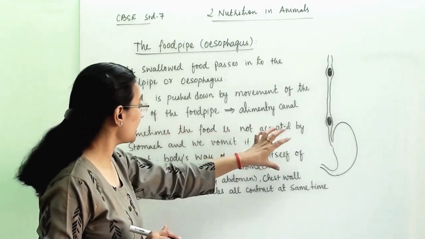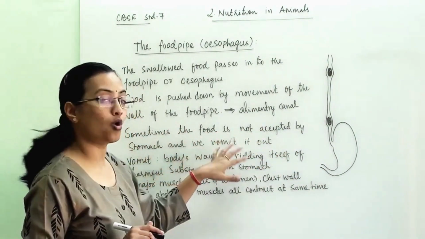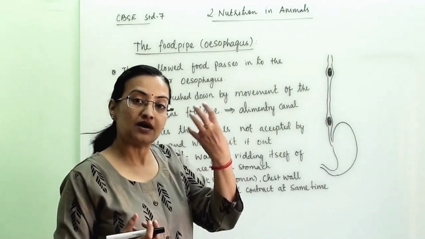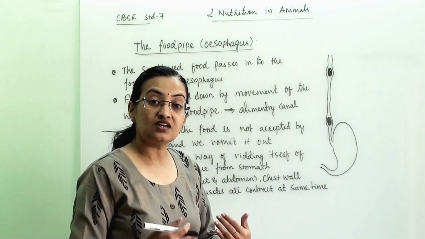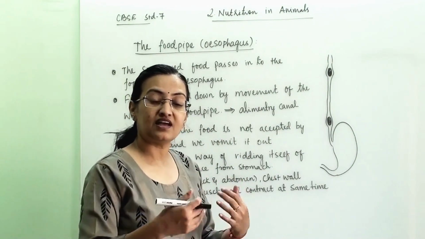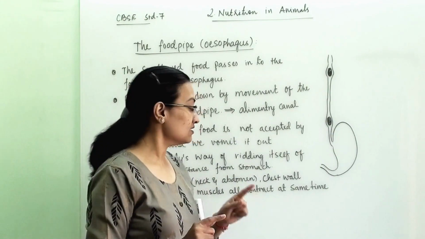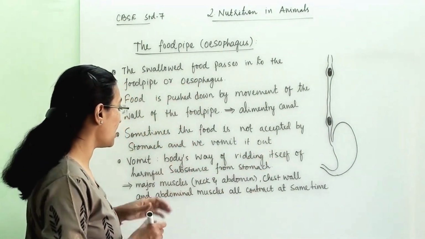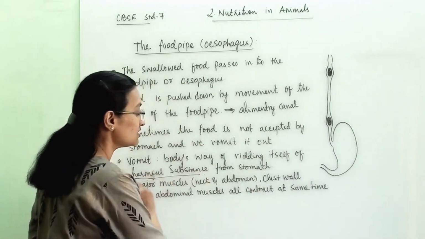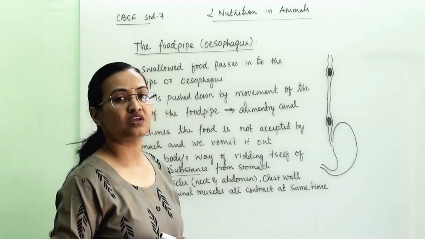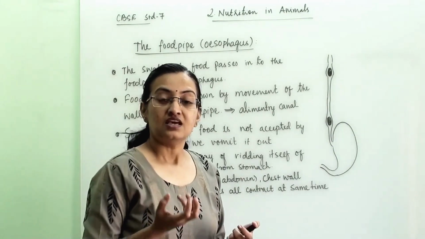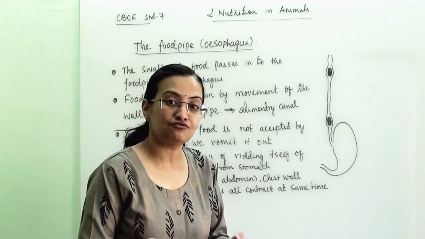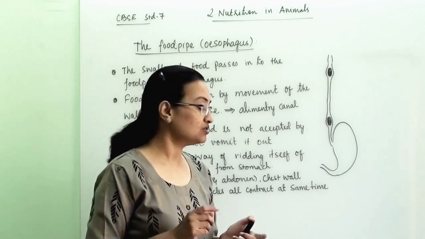Sometimes the food is not accepted by the stomach and we vomit it out. This is the reverse process. While we are eating the food, part by part we are taking it in. But in vomiting the reverse process will happen and food will come out. Now why does vomiting happen? Because this is the body's way of ridding itself of harmful substances from the stomach. When we are eating something bad or infectious, that infection will come into the stomach. So the stomach wants to get rid of this infection. That will come out. So how will this happen?